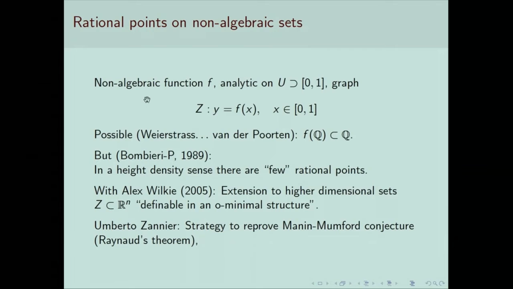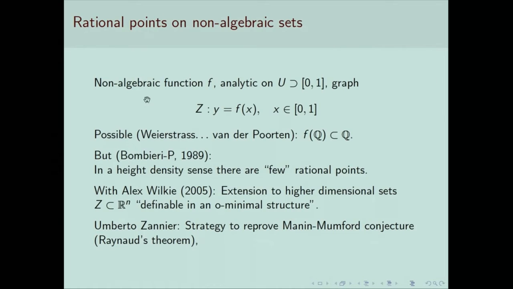On the other hand, you can show that the heights of the points have to increase quite rapidly, and I'll get to a precise statement of this form that comes by the methods of this paper with Bombieri, that in a height density sense there really are few rational points on such a curve. And this result was later generalized together with Alex Wilkie to higher dimensional sets, certain non-algebraic sets of certain kinds. A general result which I'll also talk about.